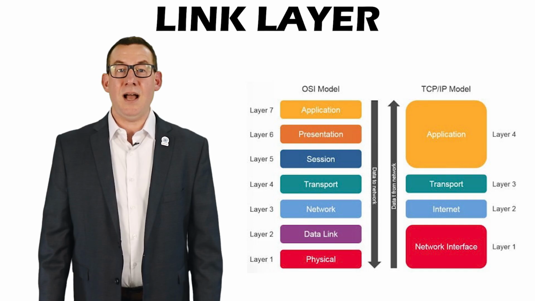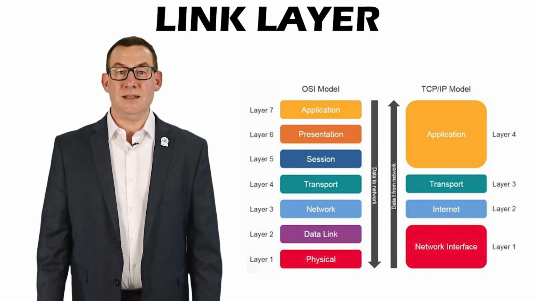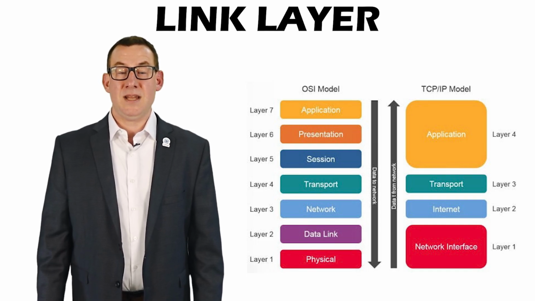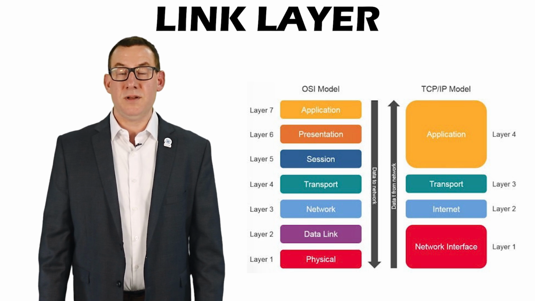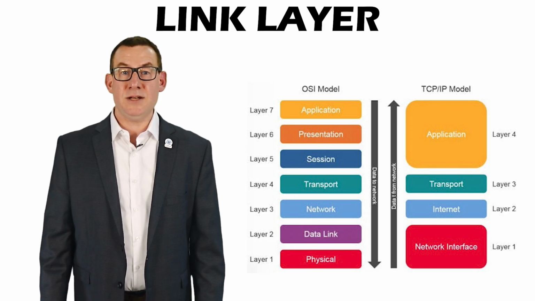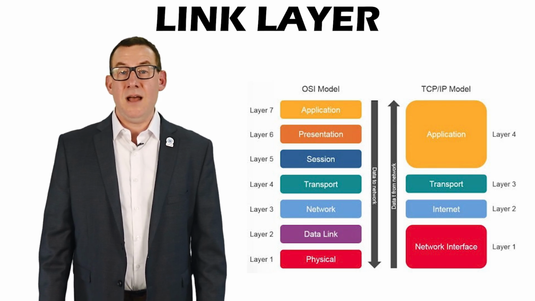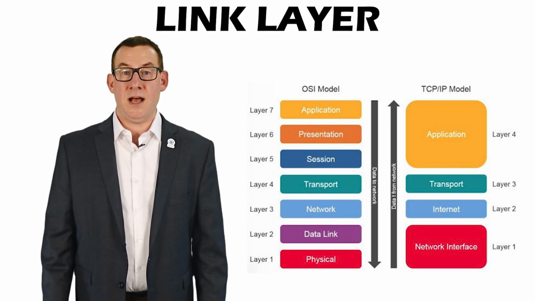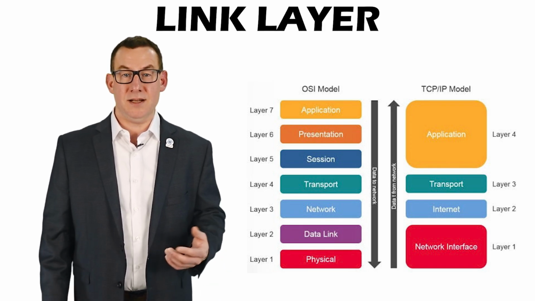The TCP/IP model begins with the link layer. The link layer is also called the network layer. The link layer handles local communication and MAC addressing. The link layer combines OSI's physical and data link layers.